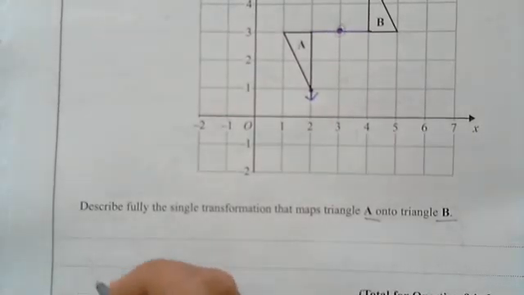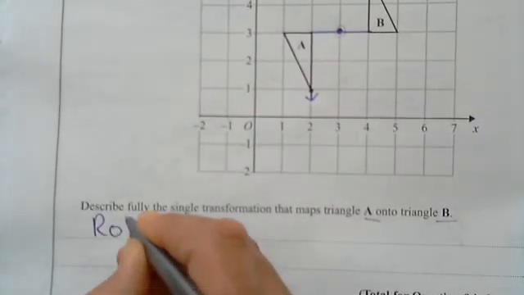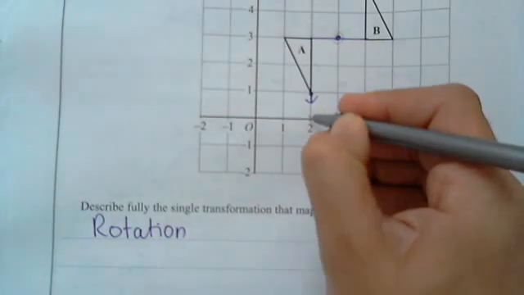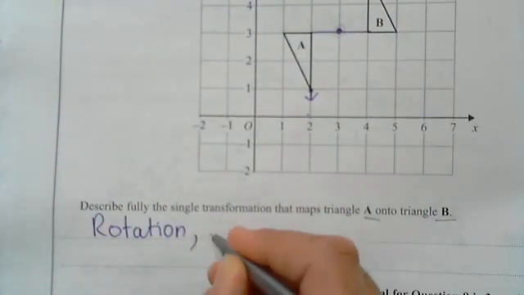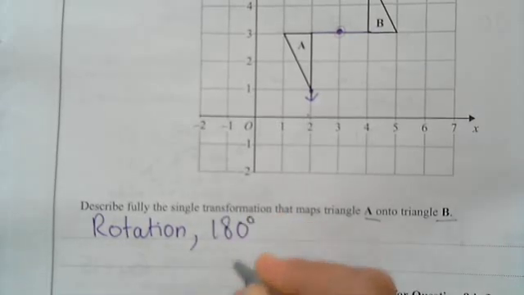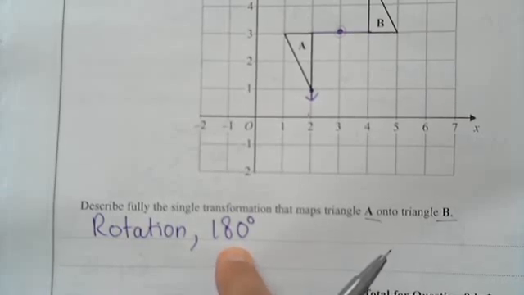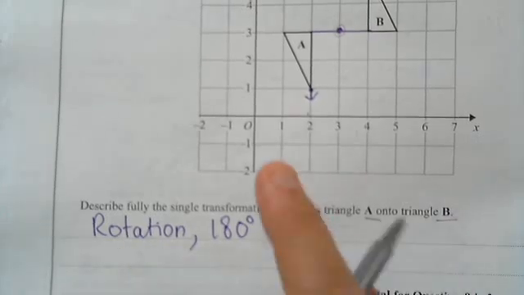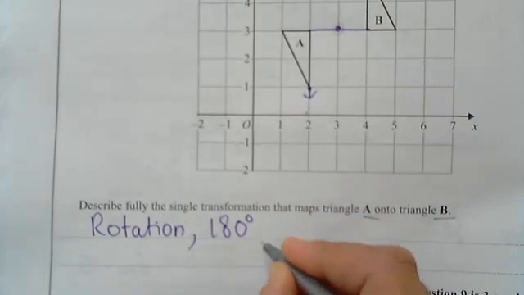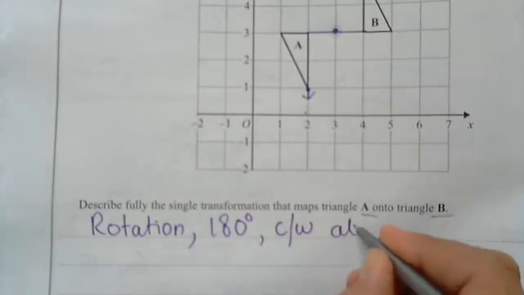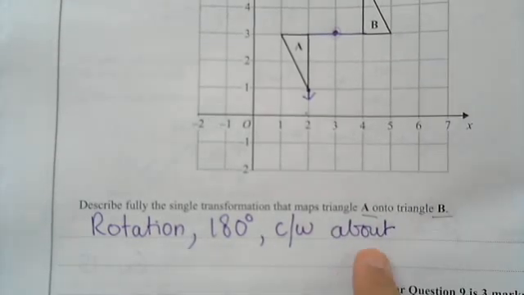So it is a rotation. It's gone from the bottom to the top. So it's gone through 180 degrees. Now when you go through 180 degrees, because it's half a turn, it doesn't really matter whether it's clockwise or anti-clockwise. So we can just say rotation 180 degrees, but for the sake of argument, we'll write down clockwise and about.